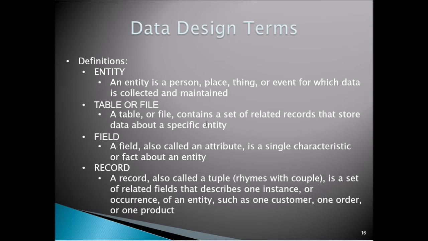A record, also called a tuple, or couple, I've never heard it rhyming with couple, is a set of related fields that describe one instance or occurrence of an entity, such as one customer record, one order, one transaction record, one address record. Those would be individual layouts and individual items. And it's a set of related fields, or columns as they're referred to in SQL databases.